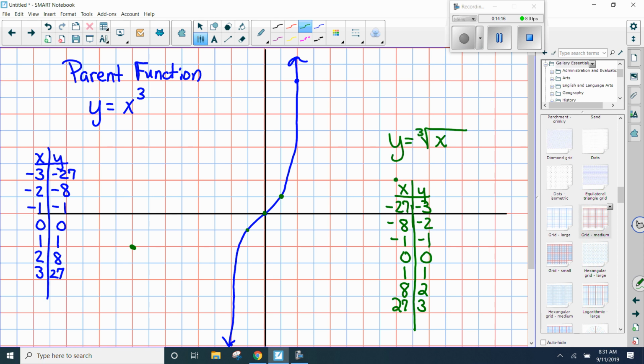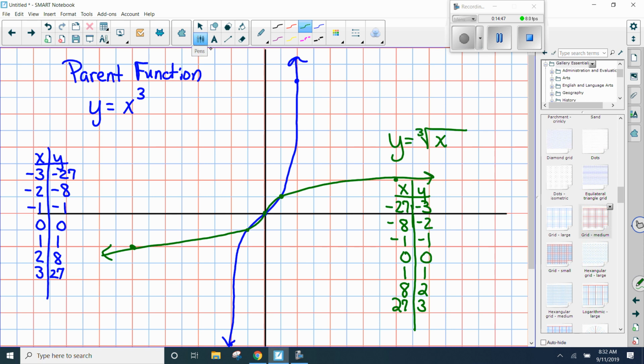So the parent function for this is still something kind of similar to what you have, except it kind of veers in the other way. Instead of going straight up or straight down, you're going to the left or to the right. So there's a parent function as well, and that's the cube root. Now, are we okay with that?